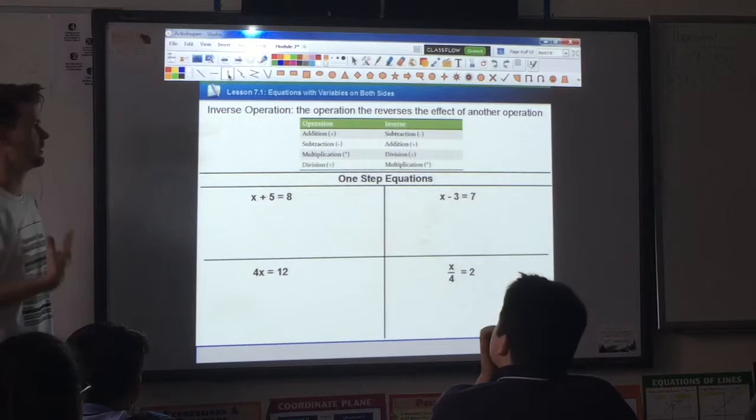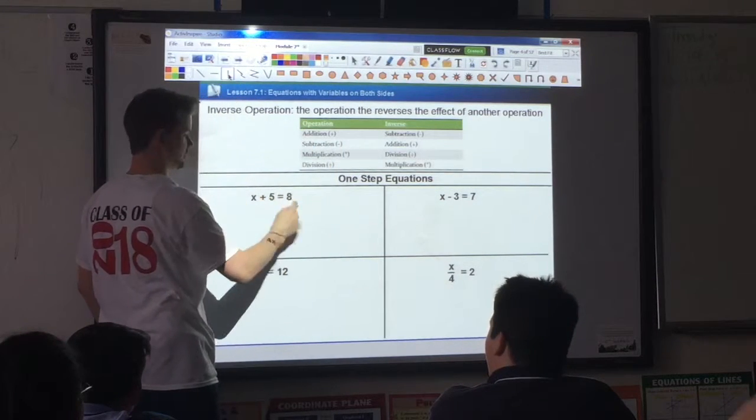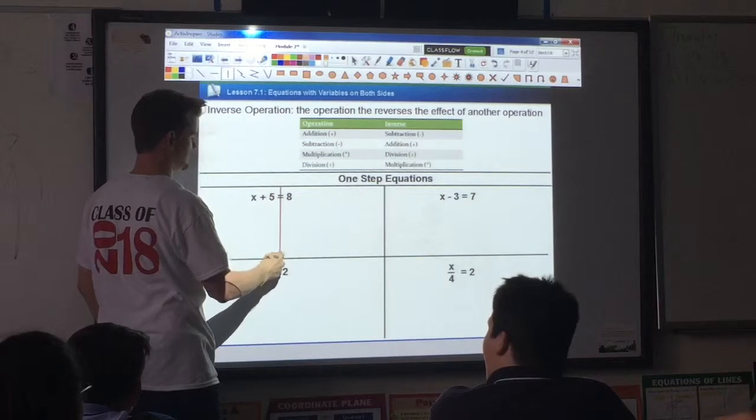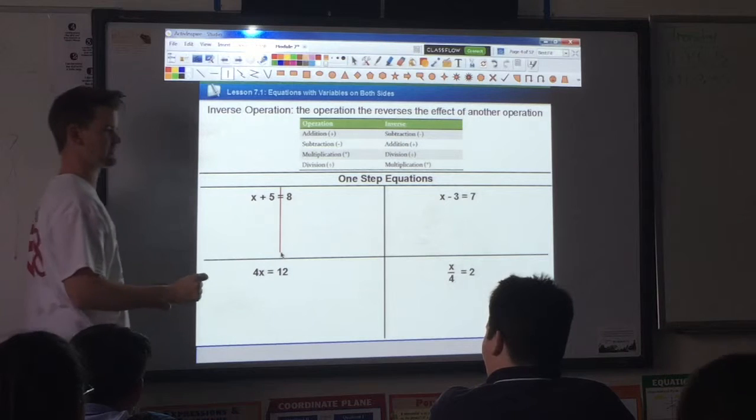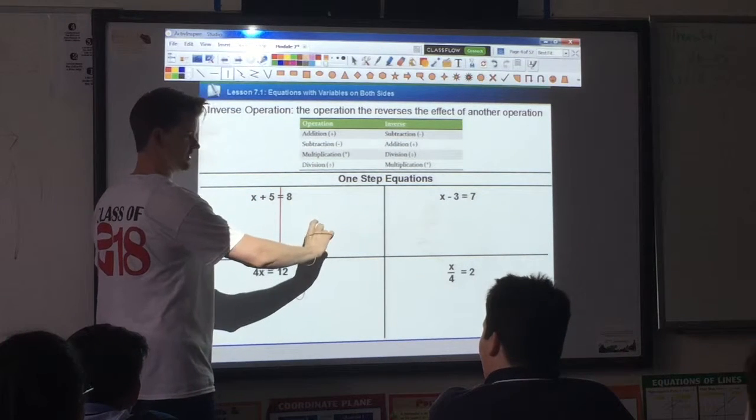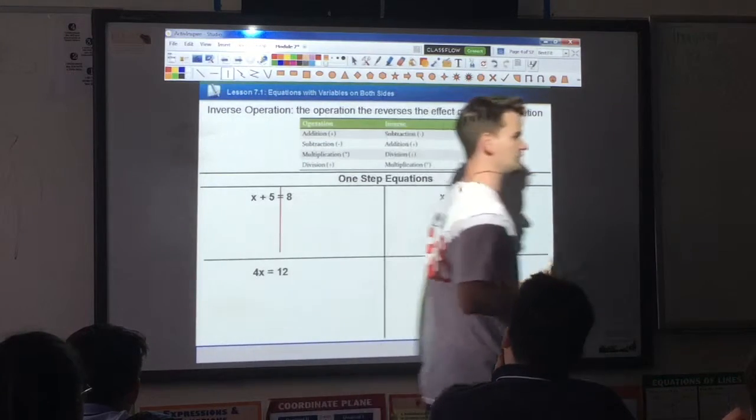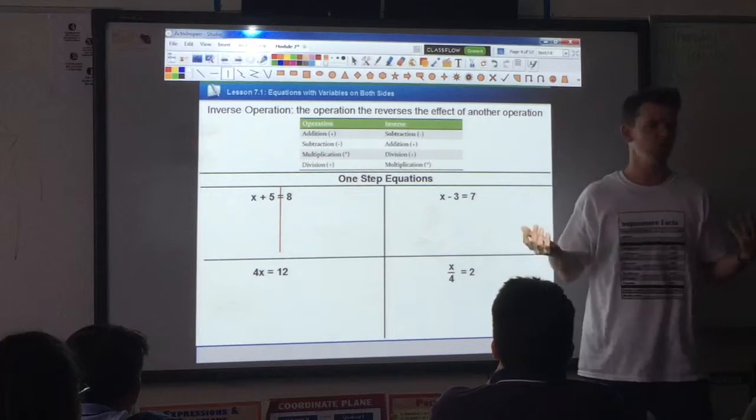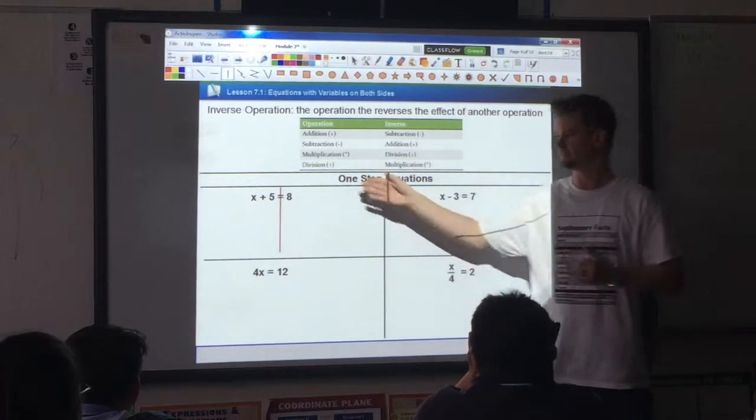My training wheels are in the form of this line right here. When we solve an equation, the first thing we do is draw a line through the equal sign, and we separate the equation into two different parts. The reason for this is that when we're solving equations, I'm sure you all know that what you do on one side of the equation, you must do on the other. But this makes it very visual.